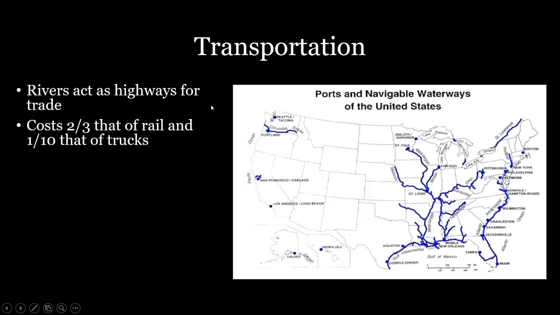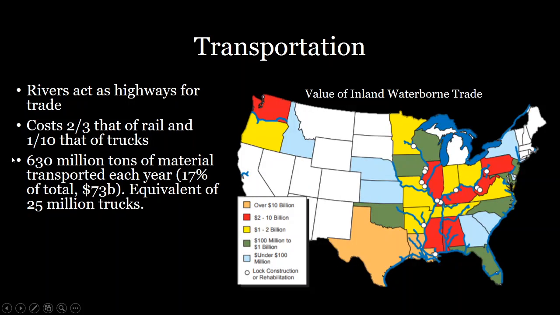And so an important thing about these navigable waterways is that transporting materials via rivers costs about 2/3 of the amount that it costs to transport something via railroad, and about 1/10 the cost of transporting it via truck. And so it's hugely more cost effective to transport it, if you can, via a river waterway than via rail or truck. And so making sure that these rivers can sustain transportation is definitely important.